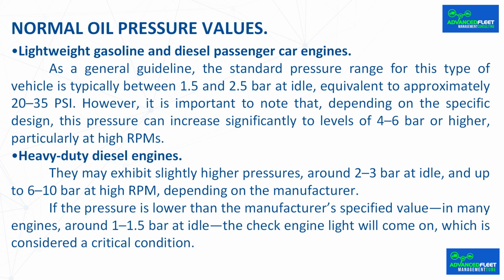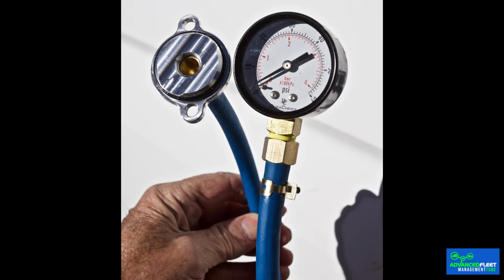If the pressure is lower than the manufacturer's specified value, in many engines around 1.5 bars at idle, the check engine light will come on, which is considered a critical condition. The check is performed using an external pressure gauge, which is connected in place of the pressure sensor to confirm whether the drop is actual or the result of an electronic error.